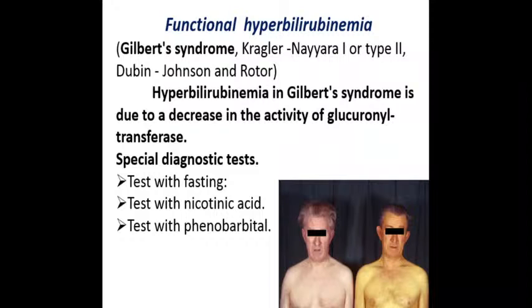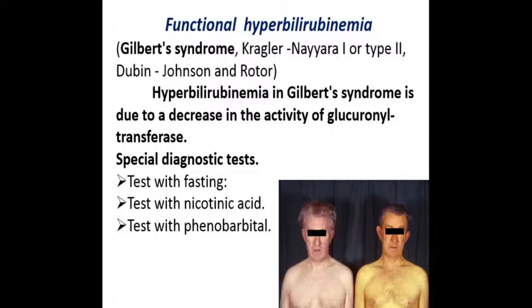And the next variant of jaundice is functional hyperbilirubinemia. It is Gilbert syndrome, Crigler-Najjar first or second type, Dubin-Johnson, and Rotor variant. Hyperbilirubinemia in Gilbert syndrome is due to a decrease in the activity of glucuronyl transferase, and very often we can see this variant of jaundice in young men.